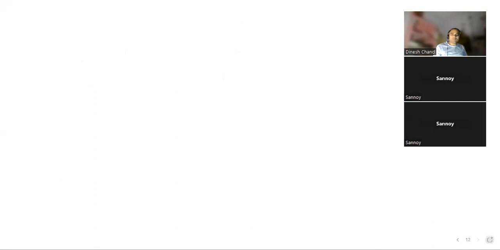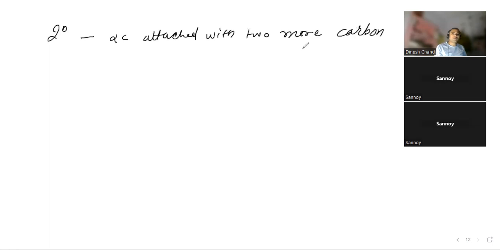Now, if you are talking about 2 degree, the alpha carbon is attached with two more carbon. Alpha carbon attached with two more carbon. Suppose here is CH3, CH3, here is alpha, here is hydrogen. This alpha carbon you see is attached with two carbon directly, yes or no? So it is going to be 2 degree. Can you understand?